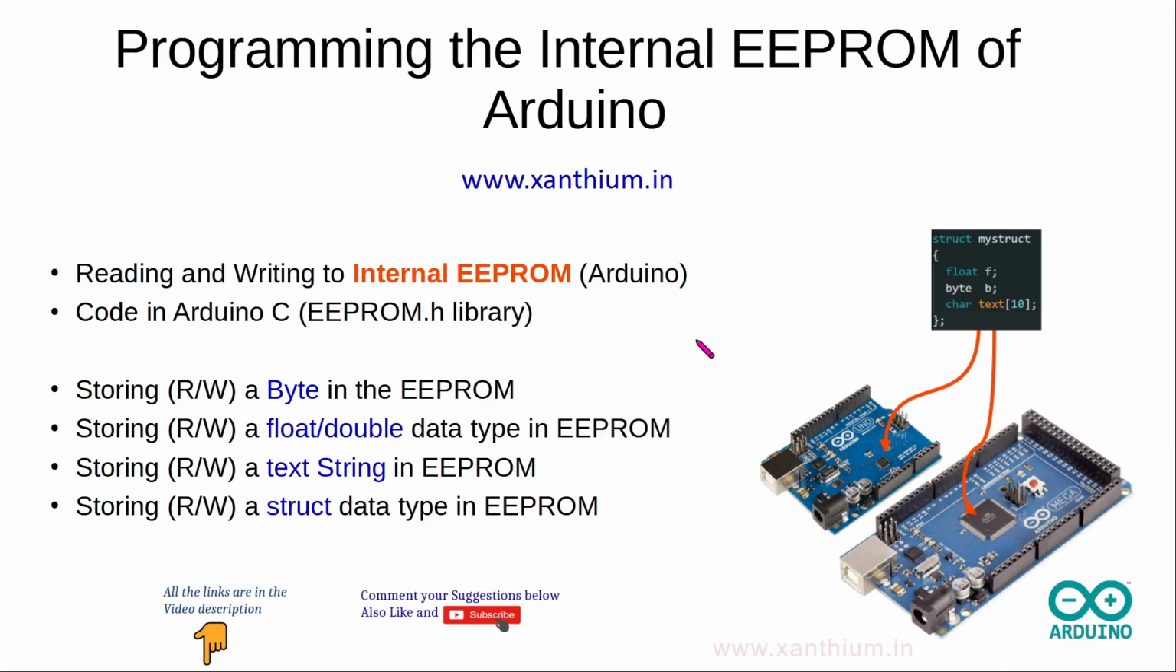The first thing we are going to do is to read and write a byte into the internal EEPROM. This is the easiest one to do, so we'll start with that one. After that, we will write a float or a double data type into the EEPROM, so you can store numbers with decimal points inside the EEPROM. Then we will also store a string of variable length in the EEPROM. Then finally, we will use a struct data type to store a structure with different types of data. For example, a structure containing name, age, temperature, all having different data types will be stored in the EEPROM.